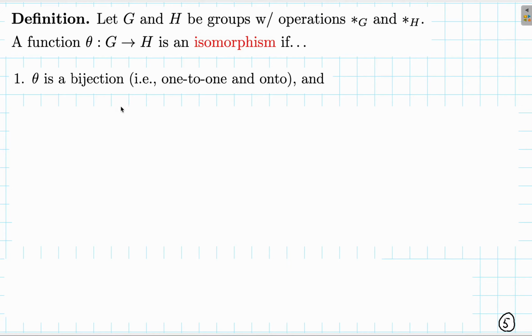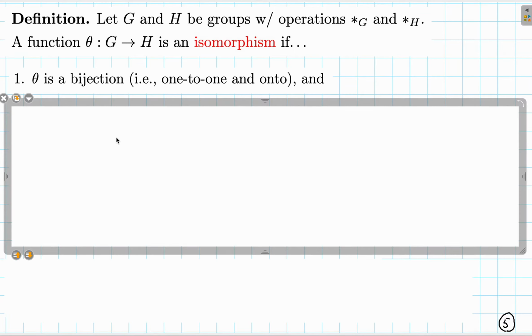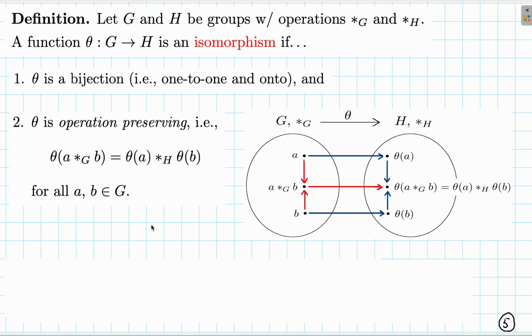One, theta is a bijection, one-to-one and onto. This ensures that the elements of G and H match up. And then second, well, we have to make sure that the operations of G and H match up. And this is the generalization of what we just saw in the previous slide. We say that theta is operation preserving, or preserves the operations of G and H, if the following equality holds for any pair of elements in G.